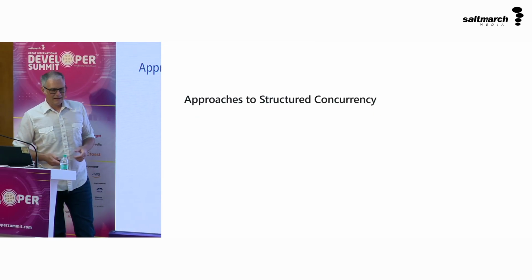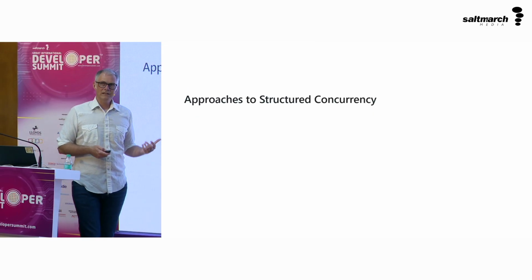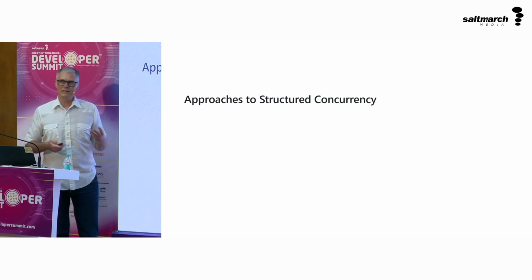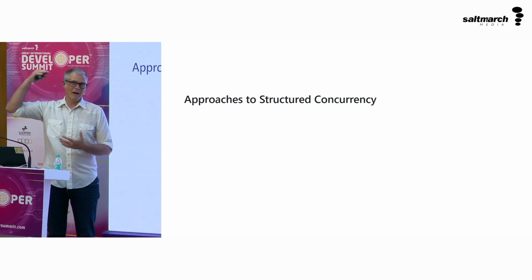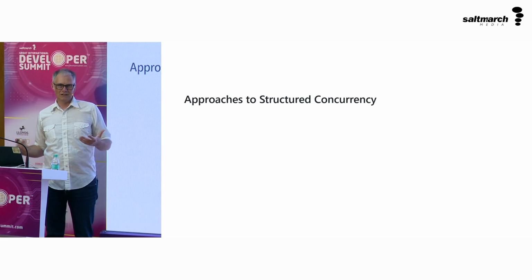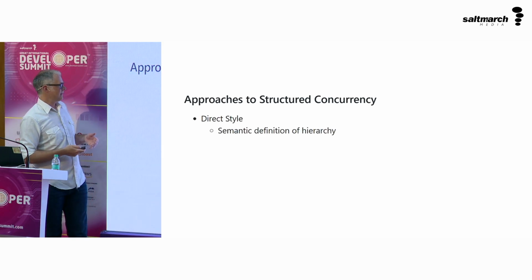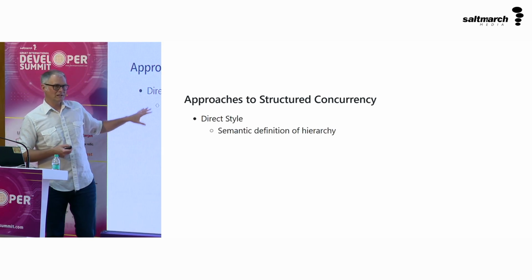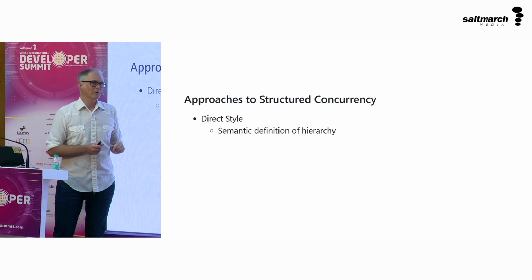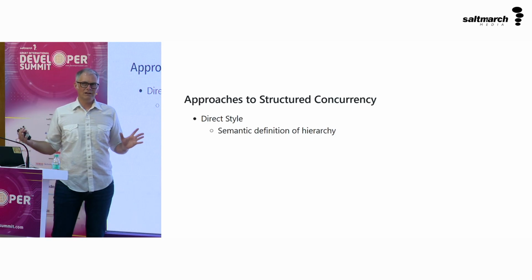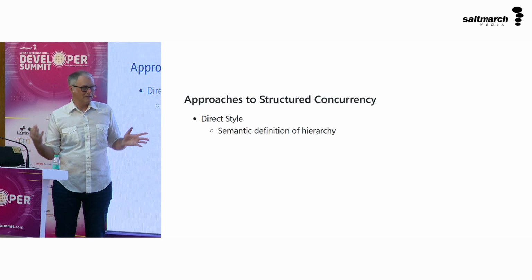Okay. In general, in structured concurrency, I think there are three different approaches taken for creating that parent scope and then managing the lifecycle underneath it. And so the first style, and we'll see code examples of all this in a minute, is what I'm calling direct style.